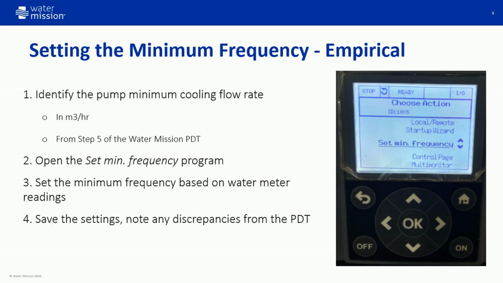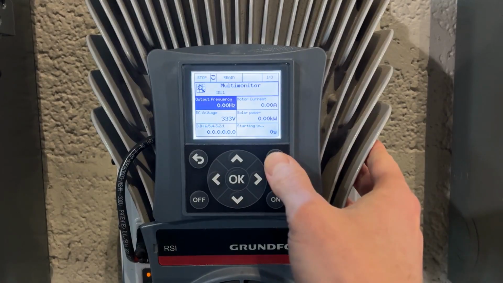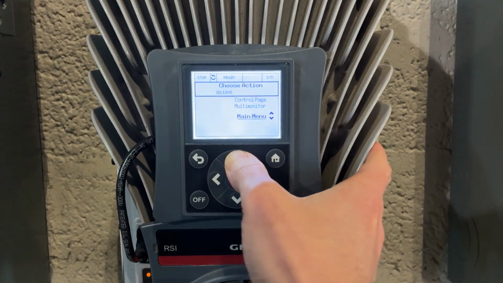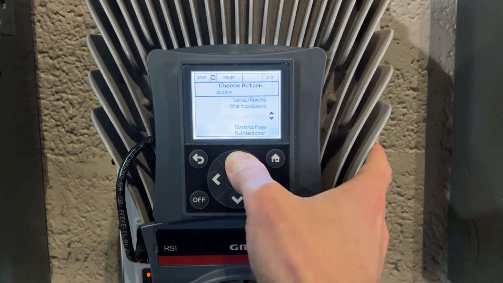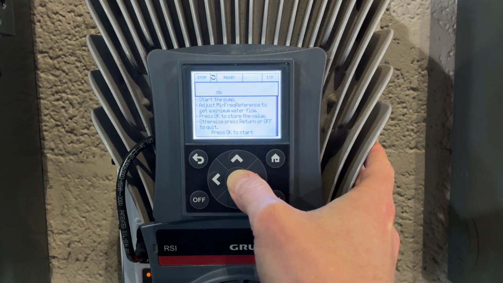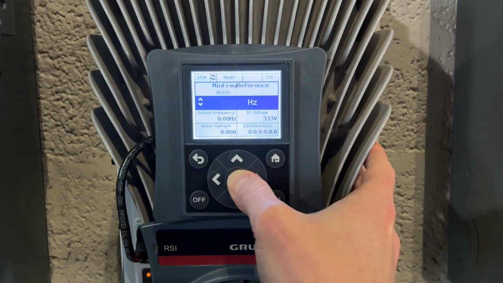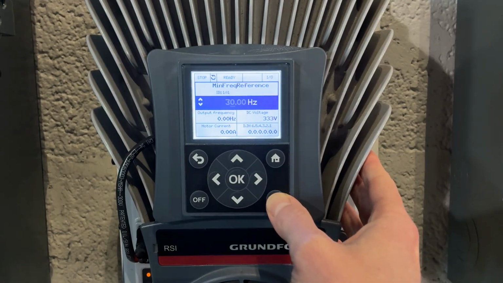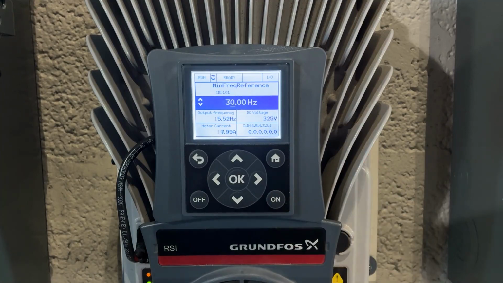To do this, we will open the program integrated into the Grundfos RSI made for this purpose. Press Home, scroll up to and select Set Min Frequency, read the instructions and press OK to start. You can adjust the starting frequency as desired, then press On to start the pump. We will start with 30 Hz to be conservative. The pump will then start running at 30 Hz.